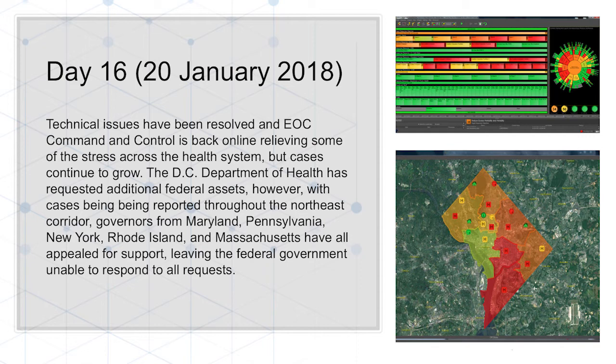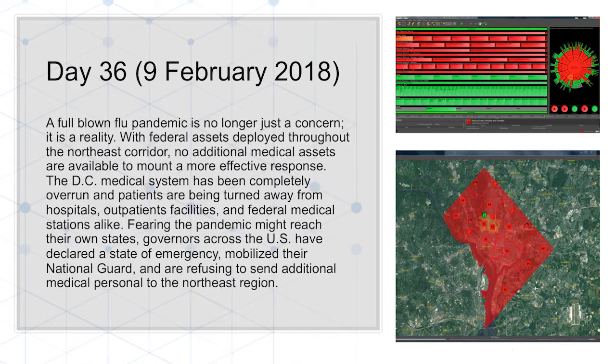The D.C. Department of Health has requested additional federal assets. However, with cases being reported throughout the Northeast Corridor, governors from Maryland, Pennsylvania, New York, Rhode Island, and Massachusetts have all appealed for support, leaving the federal government unable to respond to all requests. And at the next point, we projected forward to how many days it would take to truly break the system. And it was 36. So a full-blown flu pandemic is no longer just a concern, it is a reality.